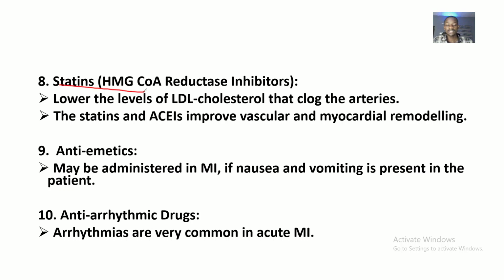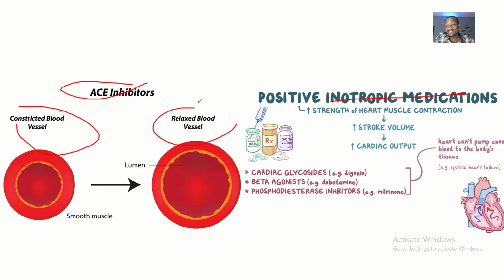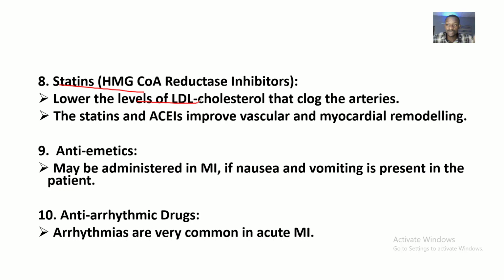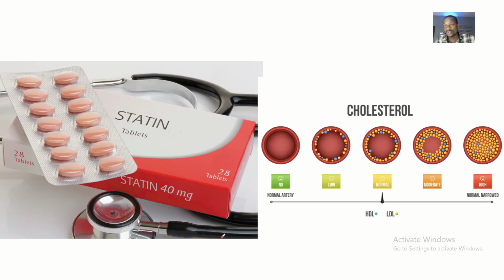They can use statins, the HMG-CoA reductase inhibitors, and this will lower the levels of low density lipoprotein cholesterol that clog the arteries. You know that myocardial infarction is primarily due to blockage of the arteries, so you are looking for a drug that will reduce it. Statins and angiotensin-converting enzyme inhibitors improve vascular and myocardial remodeling. They can use antiemetics, which may be administered if nausea and vomiting is present in the patient. Then you can use antiarrhythmic drugs. We said that arrhythmias are very common in acute myocardial infarction, so you want to use this drug to improve the whole situation. This is a statin, and this is a low density lipoprotein.